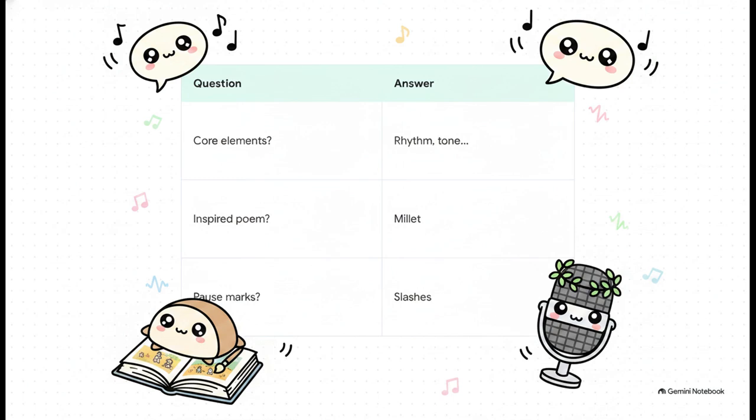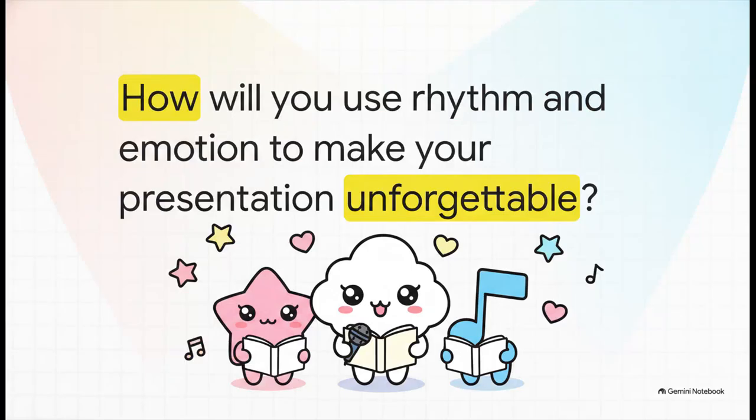If you got all of these right, you have totally crushed this module. You now have all the essential tools you need to analyze incredible poetry and perform it powerfully as a unified group. You know the rules, you know the authors, and you understand the emotion required. So my final question to you is, how will you step up, cast your voice, and use rhythm, intonation, and emotion to make your next class presentation absolutely unforgettable?